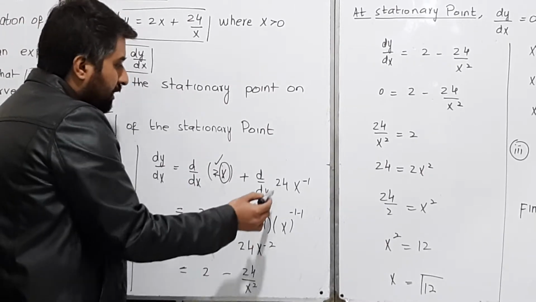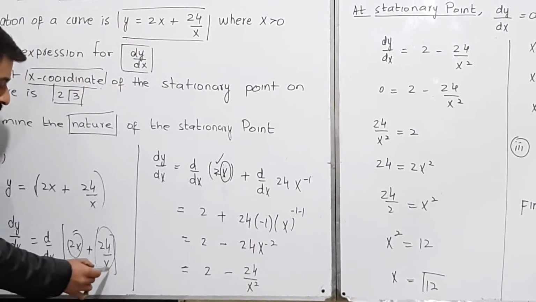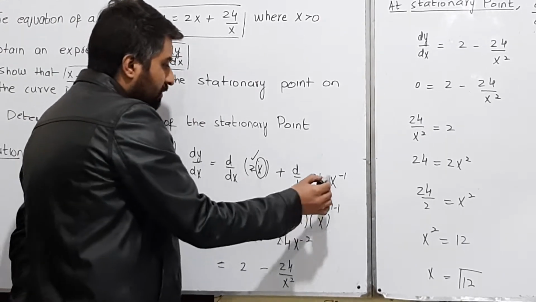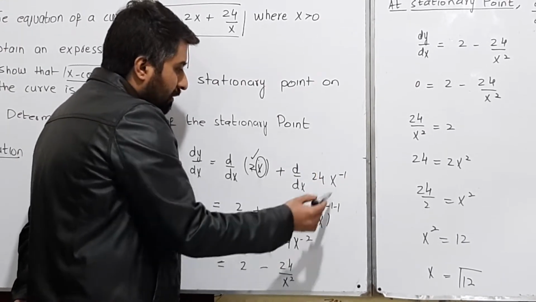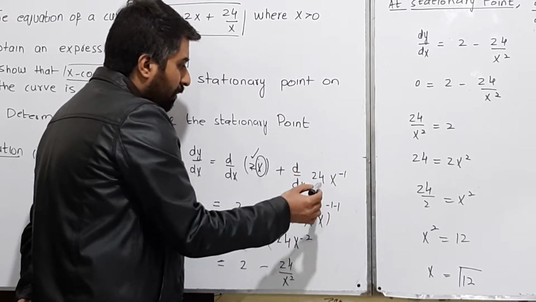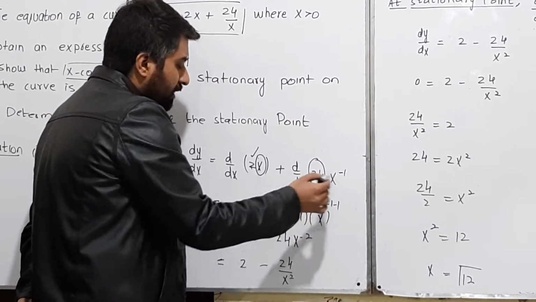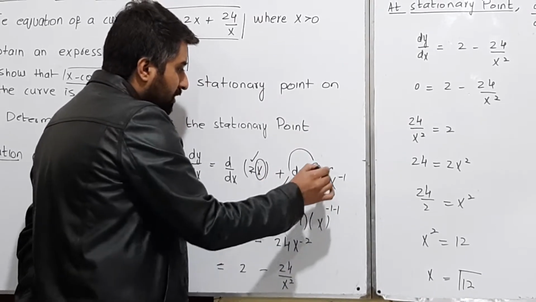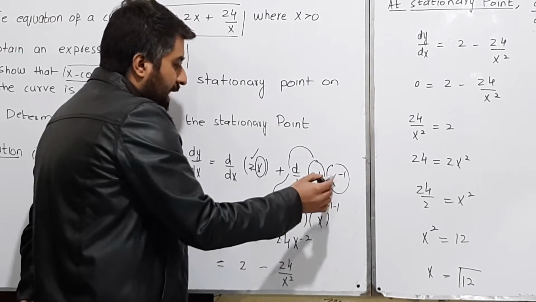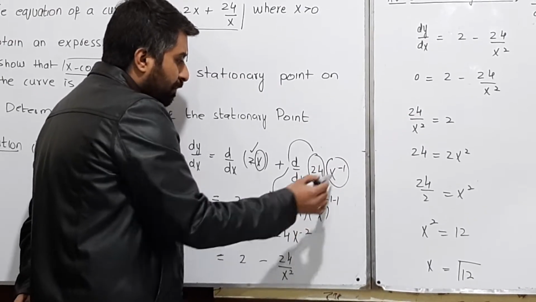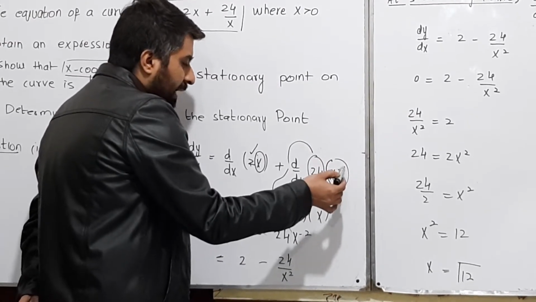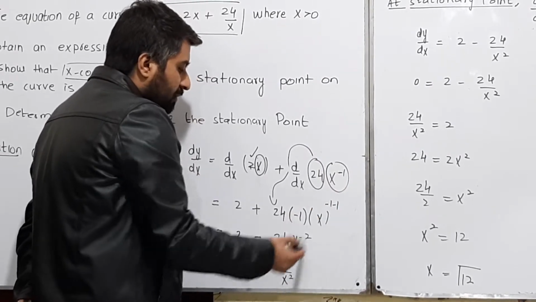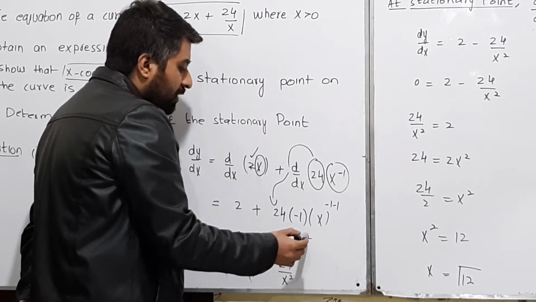So the answer for the differentiation of 2x will be 2. Then we will differentiate 24 over x. We will move x to the numerator, and when you move x to the numerator, x will be raised to the power minus 1. We will differentiate 24 x raised to the power minus 1. 24 is a coefficient, so we will not be differentiating this. We will be separating 24. We will be differentiating x raised to the power minus 1. As per the power rule, shift the power minus 1, then decrease this minus 1 by 1, that is minus 1 minus 1. So minus 1 will become x raised to the power minus 2.